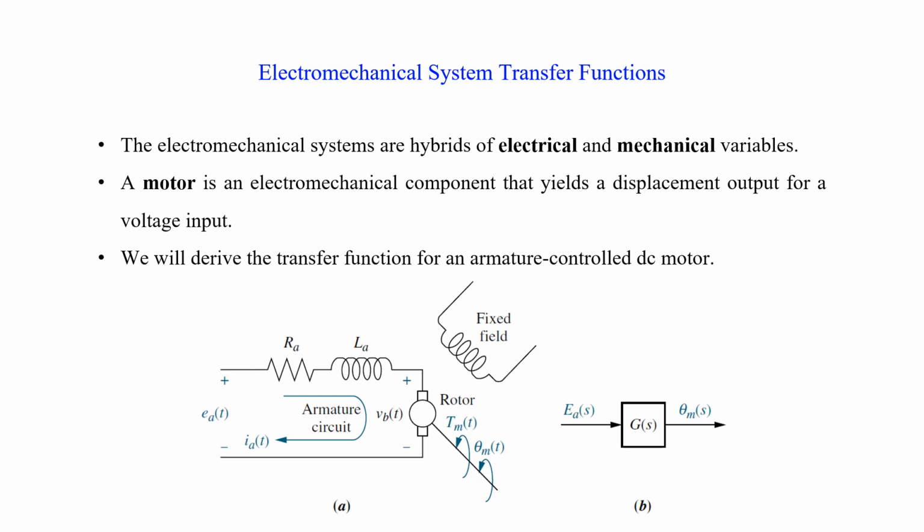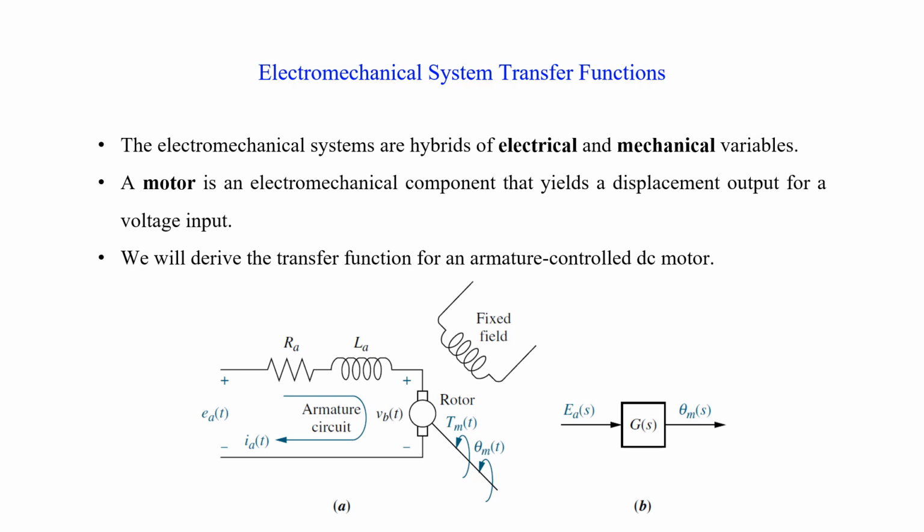In figure A, we can see we have two portions of the motor. The first portion is the rotary part, which is on the left, and the second portion is the stationary part, which is on the right. The stationary part produces the magnetic field, and that can be produced by permanent magnets as well as electromagnets. This part is called the fixed field. The second part is the rotating part, and that is called the armature.